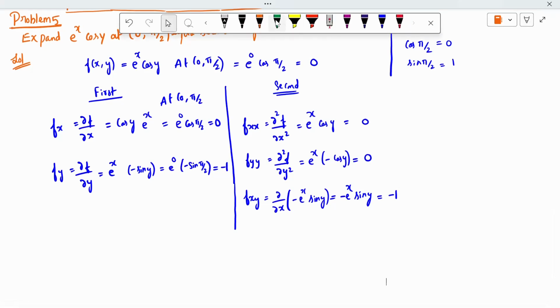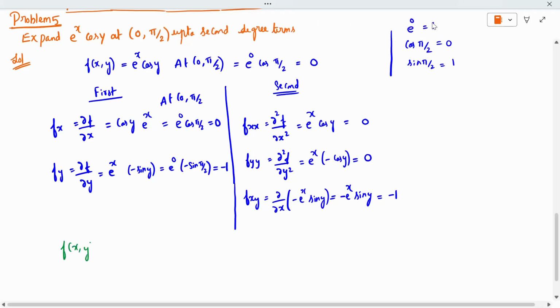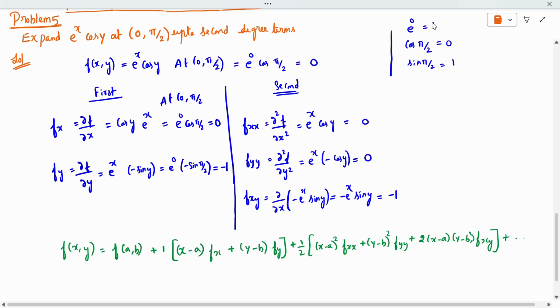So what is our formula? Taylor series formula: f of x comma y is nothing but f of a comma b plus 1 into x minus a into fx plus y minus b into fy, plus 1 by 2 into x minus a the whole square into fxx plus y minus b the whole square into fyy plus 2 times x minus a into y minus b into fxy, plus etc.